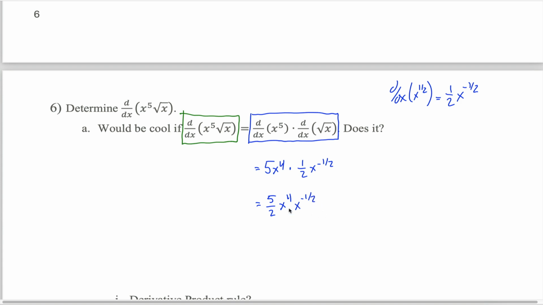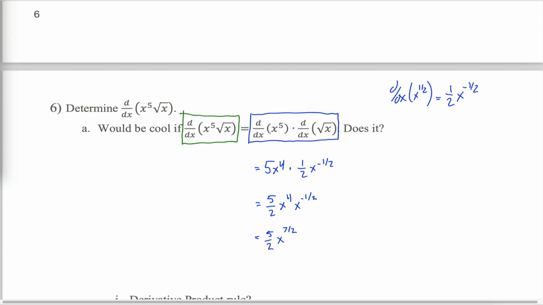And maybe you remember that when you're multiplying together two things with the same base, you add their exponents. X squared times x to the 5th is x to the 7th power, for example. That same logic works here. X to the 4th times x to the negative 1/2 is x raised up to whatever 4 plus negative 1/2 is. 4 plus negative 1/2 is the same as 4 minus 1/2, which is 3.5, in other words 7/2. What I'm saying is the stuff in blue is 5/2 x to the 7/2 power.